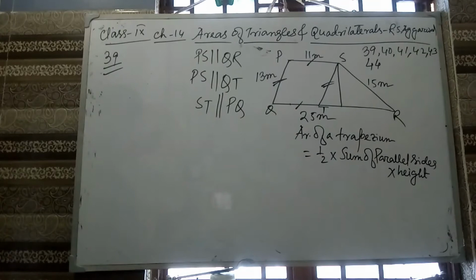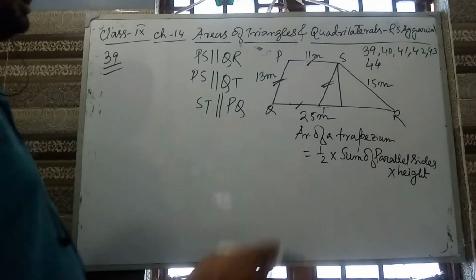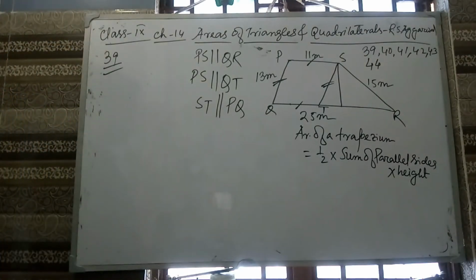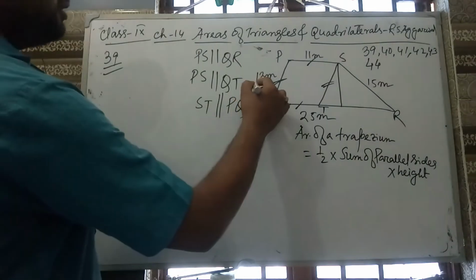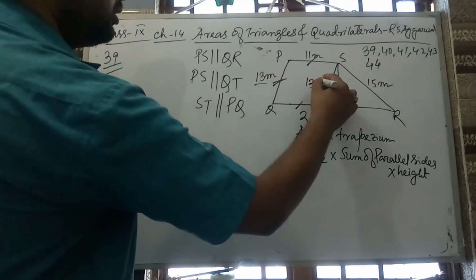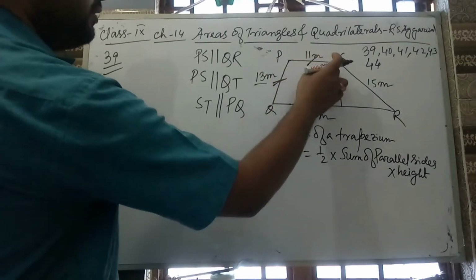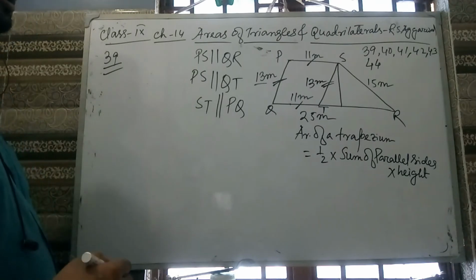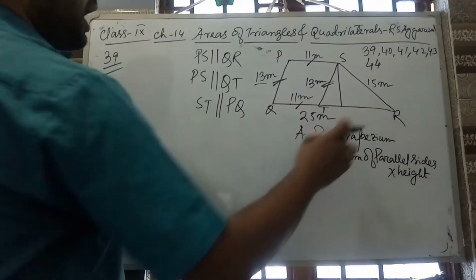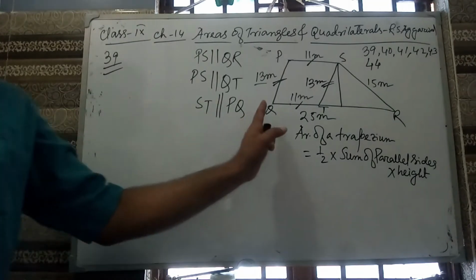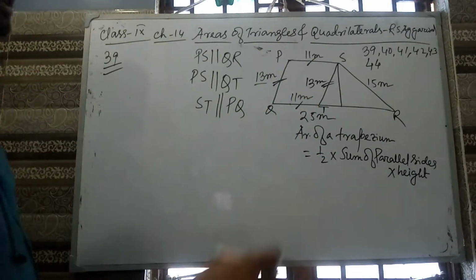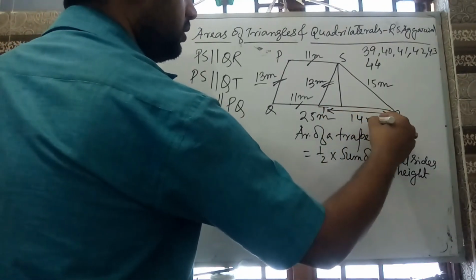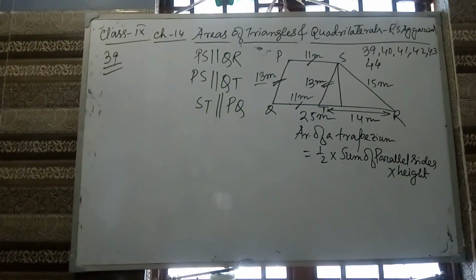And we know that in a parallelogram, the opposite sides are equal. Okay? So this is 13 meter, so this will also be 13 meter. This is 11, so this portion QT will also be 11. Okay, total QR was 25, out of which QT is 11. So TR will be 14. Any doubt? Okay.